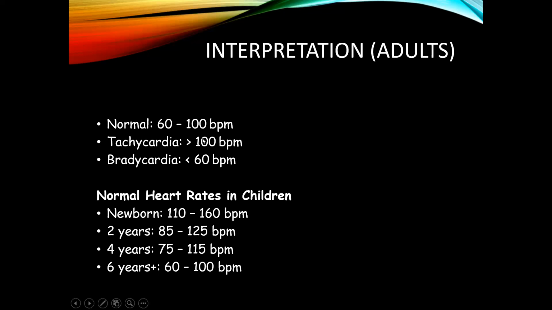So, interpretation. If you get between 60 to 100 beats per minute, that is normal. Above 100 beats per minute, that is tachycardia, and below 60 beats per minute, that is bradycardia. And this is just the reference range for adults, okay?